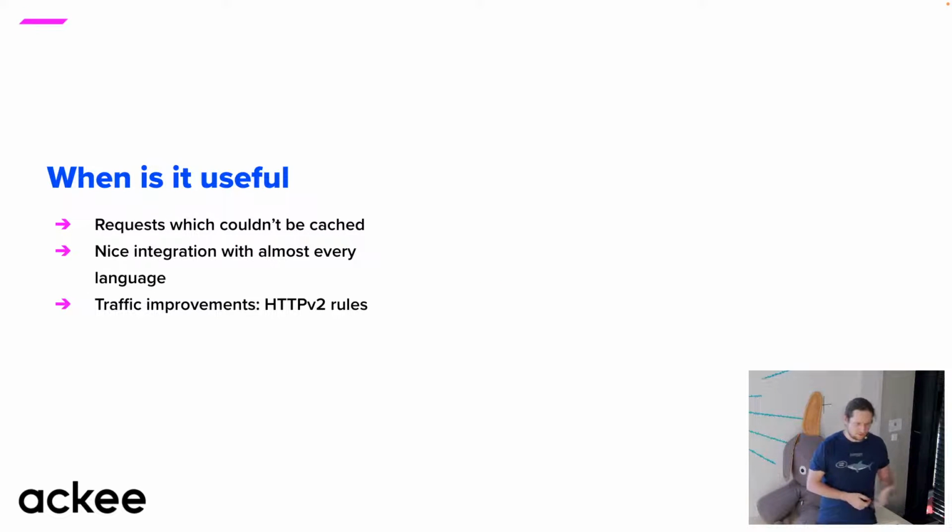So when is this actually useful? As I said, for requests which couldn't be really cached, that's really important. There is nice integration with almost every language, especially in Python. If you tried using Firebase and Firestore and stuff, you just import a library and it's going to work, but the SDK is actually using gRPC as well.